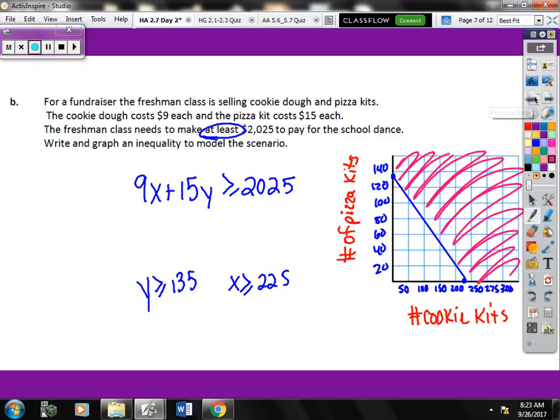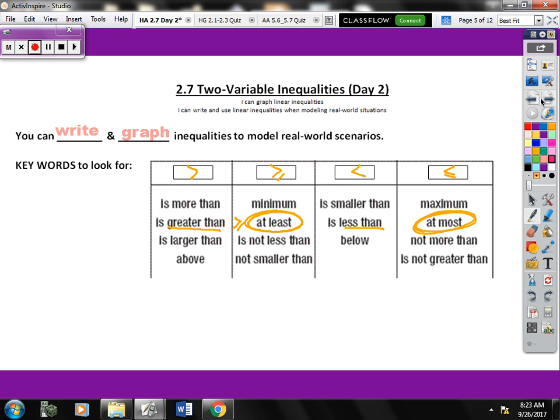Caleb? For example B, when you say below, what does that mean? At least means greater than or equal to. At the very least, you want to make $2,025. At the very least, you really want to make more than that amount. So at least means greater than or equal to, not less than or equal to. If you look back at our chart up here, that's one that I told you to be careful about, because a lot of people do that one backwards.